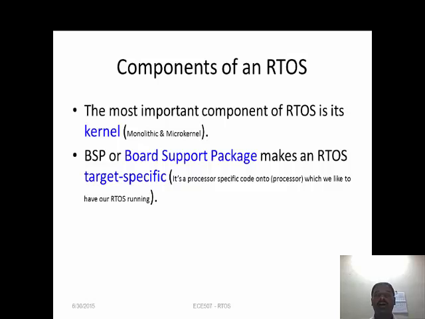Monolithic kernels are the ones in general purpose operating systems, for example, the Windows kernel. Whereas microkernels are the ones used for time critical applications, like real-time operating system features.